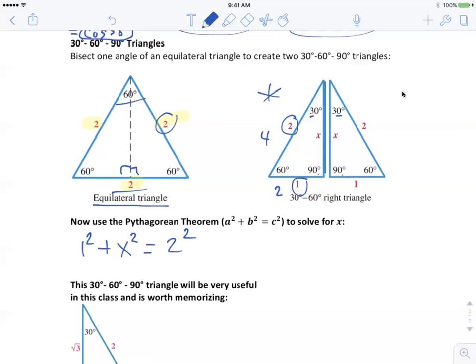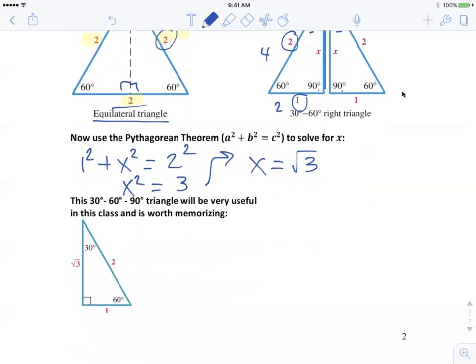All right, so 1 squared is 1 and 2 squared is 4. So I can just subtract that over. That would be x squared equals 4 minus 1, 3. And then square root both sides, and we get x equals the square root of 3. And so I put that down here, right? So this, when I complete it, is very useful and it's worth memorizing.